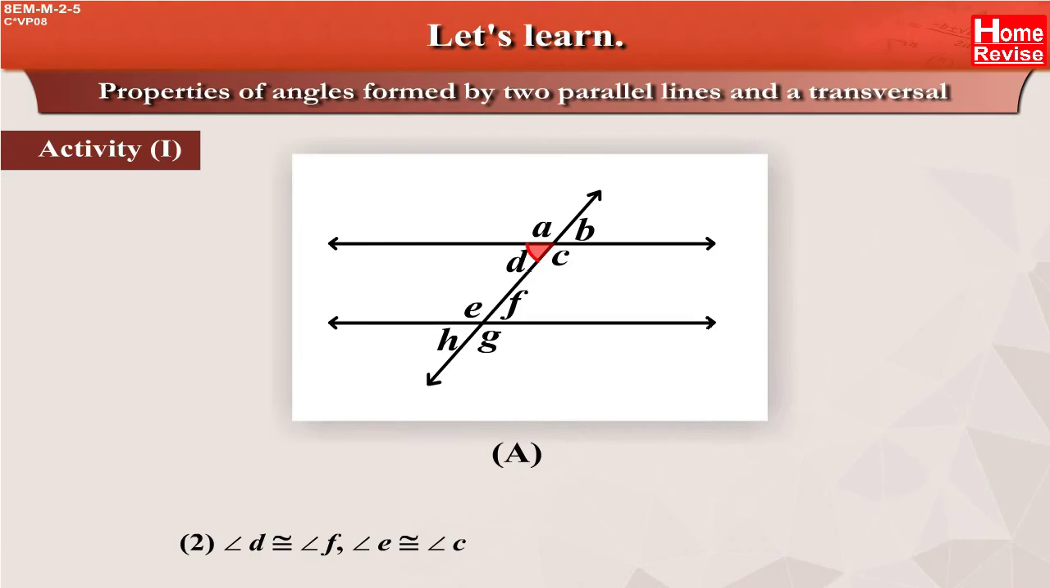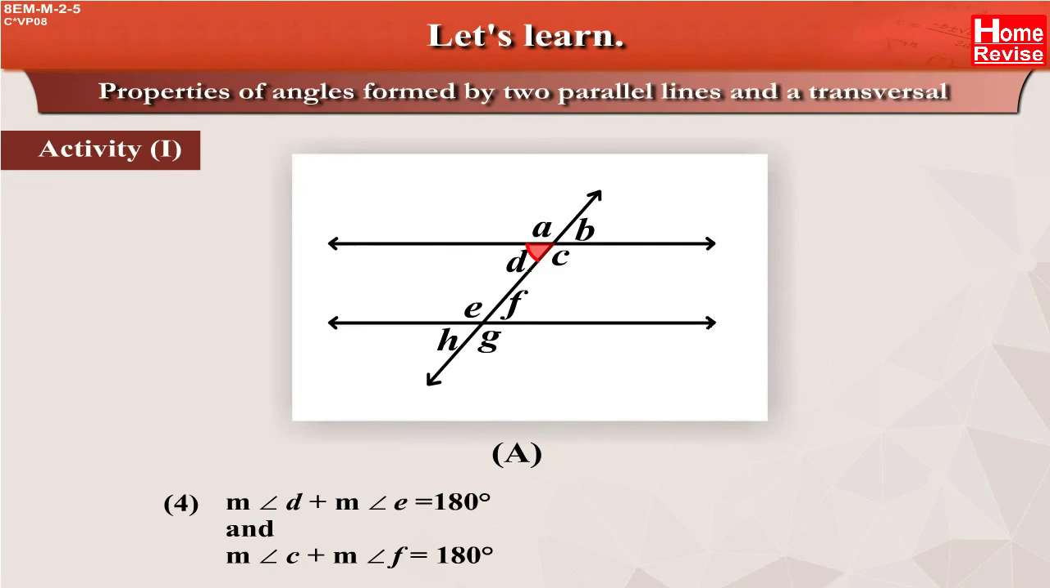2. Angle D is congruent to angle F and angle E is congruent to angle C. These are pairs of interior alternate angles. 3. Angle A is congruent to angle G and angle B is congruent to angle H. These are pairs of exterior alternate angles.